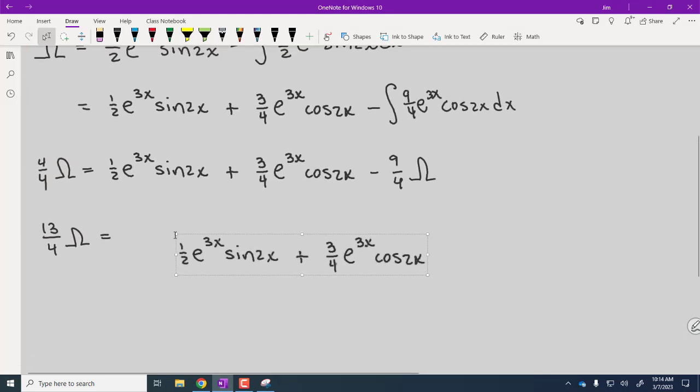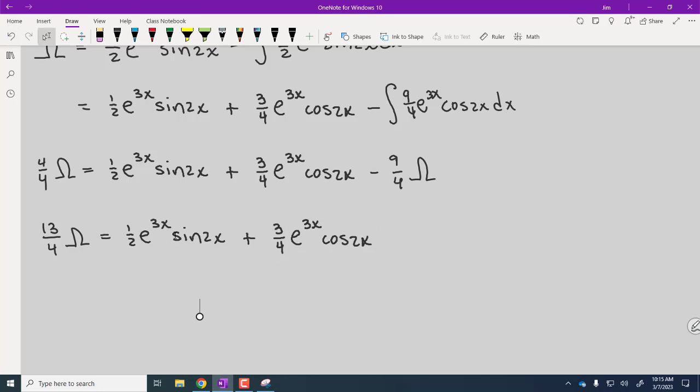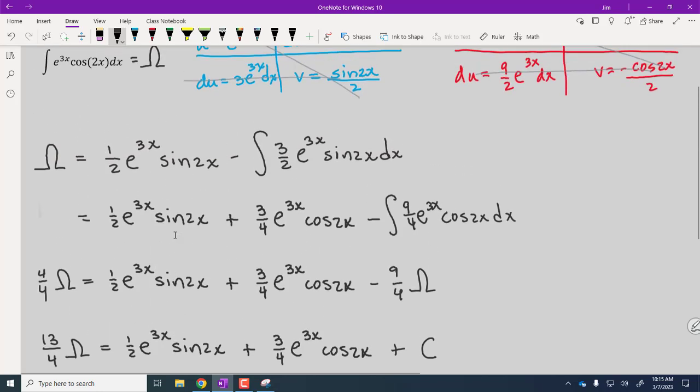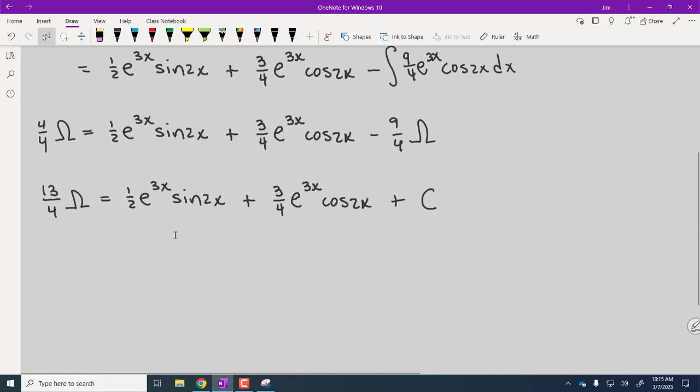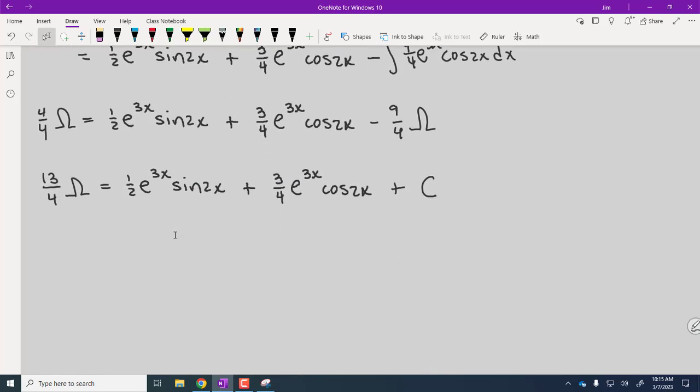I guess I have to use my finger. Okay, so then we have to change that to a plus c. As soon as we add that omega to the left, we need to put a plus c. Why? Because omega is an indefinite integral, and we know that once we integrate that, we will have a constant of integration. So we want to make sure that we get that constant of integration on the right.